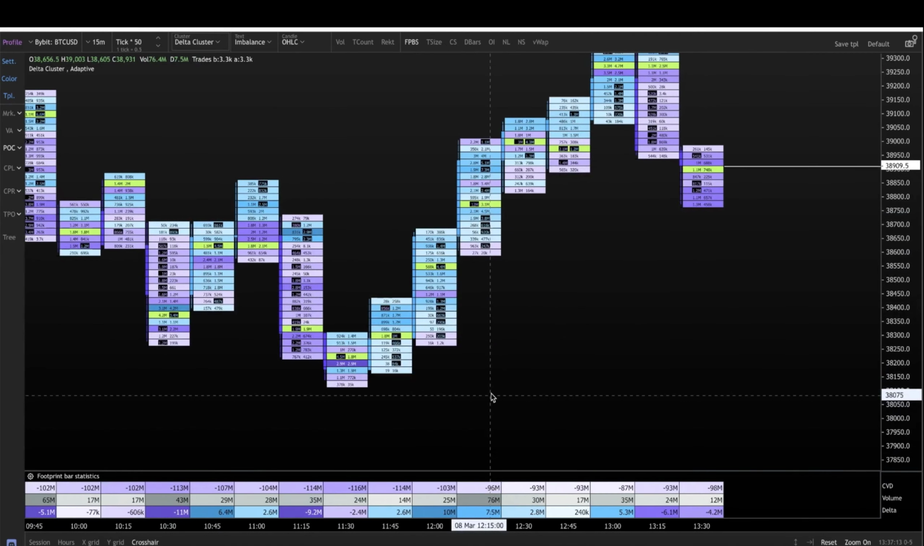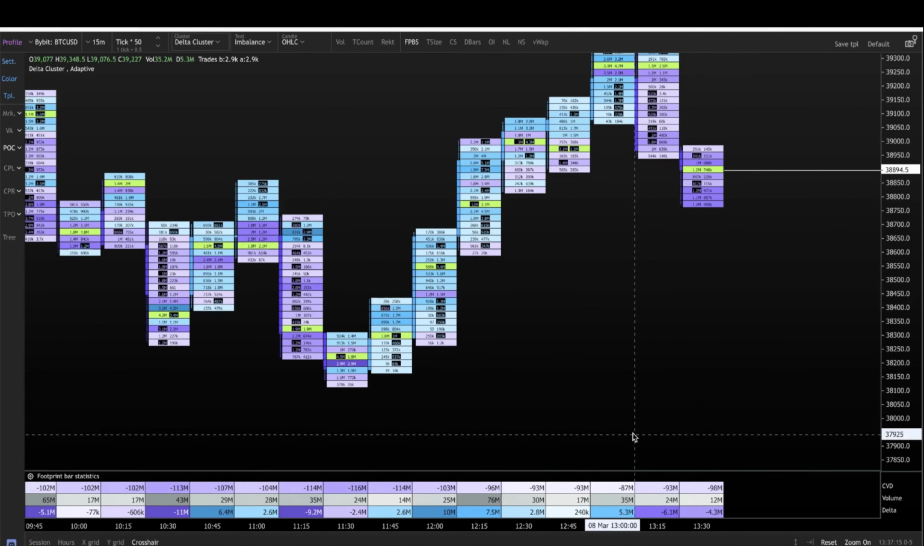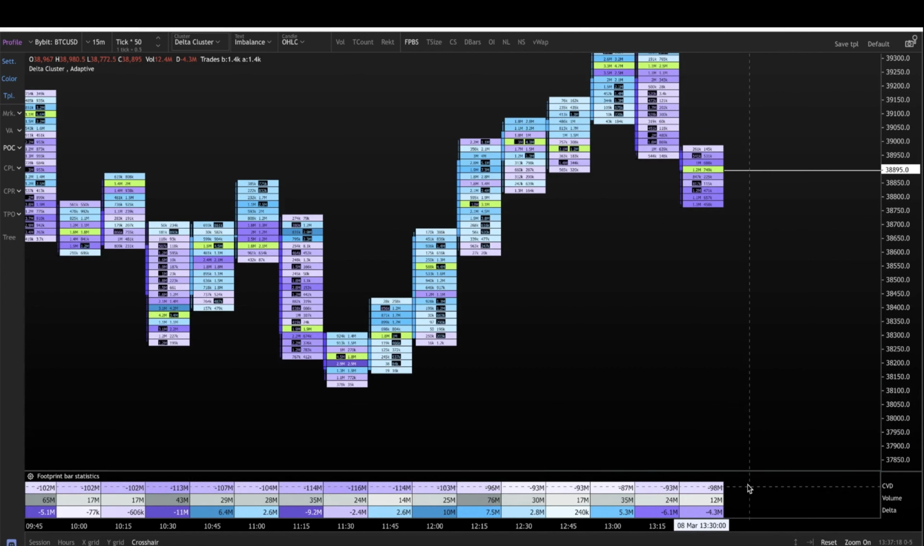And then the CVD, we're going to spend an entire session on it, but basically it stands for cumulative volume delta, and we're going to get into that in another session.